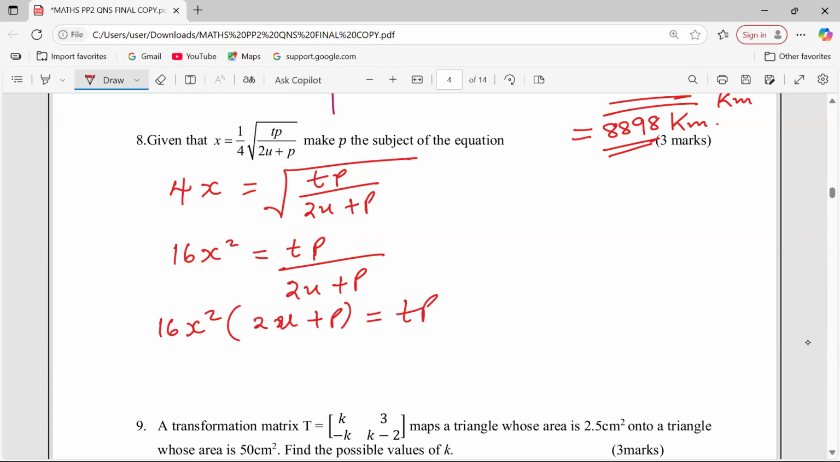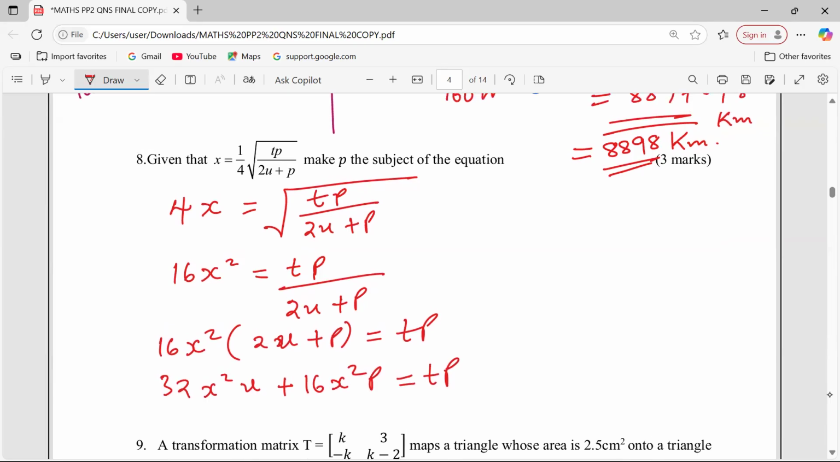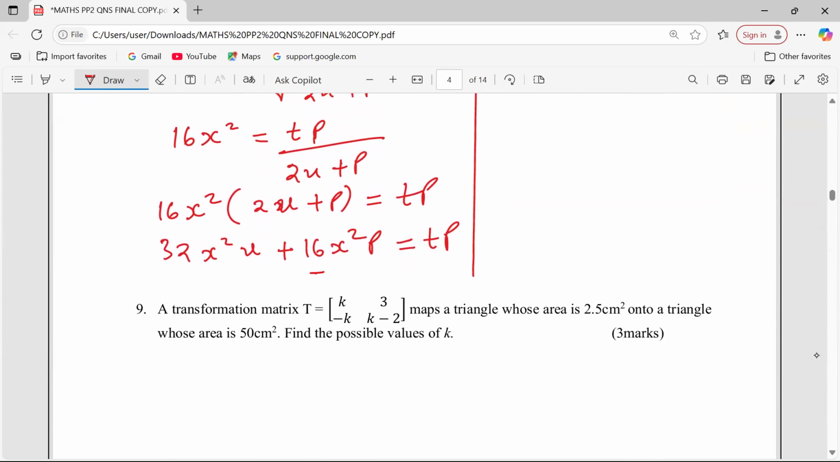That way, I can have 32x²u plus 16x²p equals tp. What are we making the subject? What we are making the subject of the formula is p. So the terms with p can now be pushed to the same side: tp, and we subtract 16x²p that way.